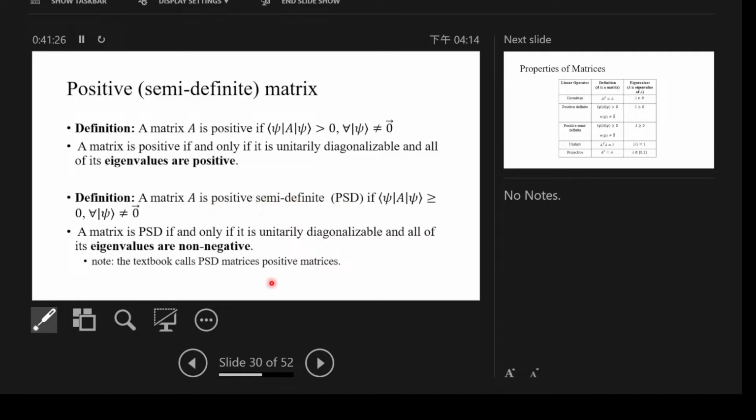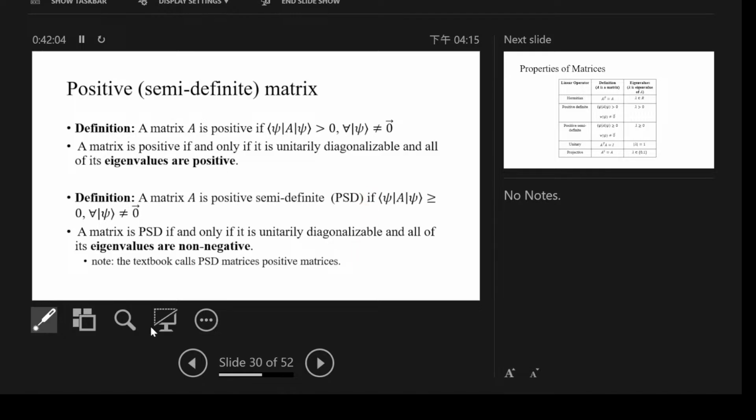Also, here we have a small note because it's a bit confusing. We have a different notation from the textbook Nielsen and Chuang. Nielsen and Chuang actually call a PSD matrix a positive matrix. This is a small difference, but still a different notation. I think calling them PSD matrices is actually more standard in the literature now, so we'll use the PSD notation instead of just saying positive.